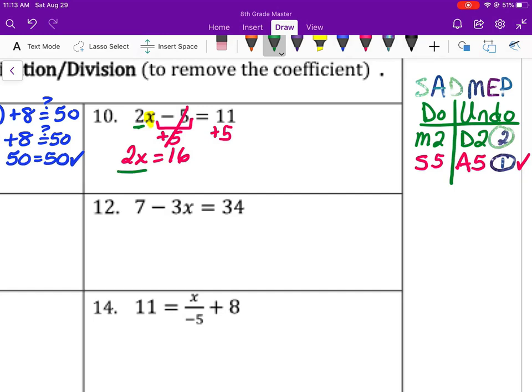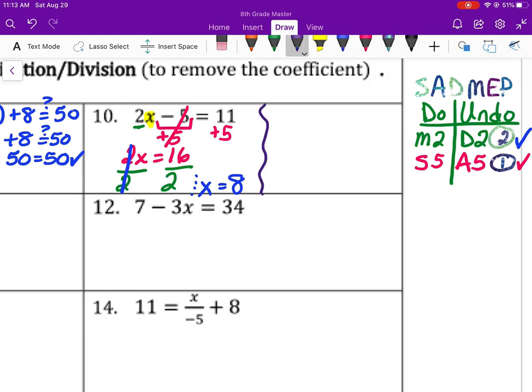Then I've got divide both sides by 2. So any number divided by itself, remember, gives us a 1. So here's my incredible invisible 1 equals 16 divided by 2 is 8. Check mark, because we did that one.